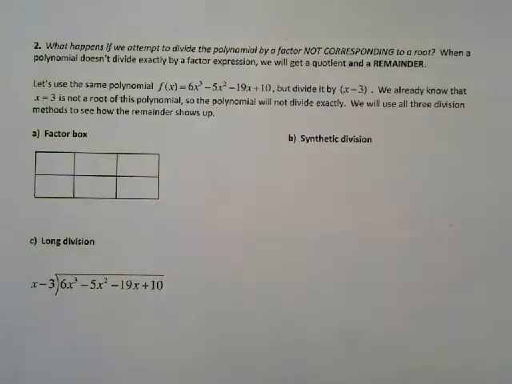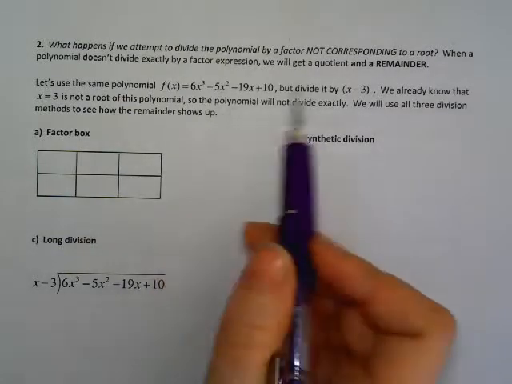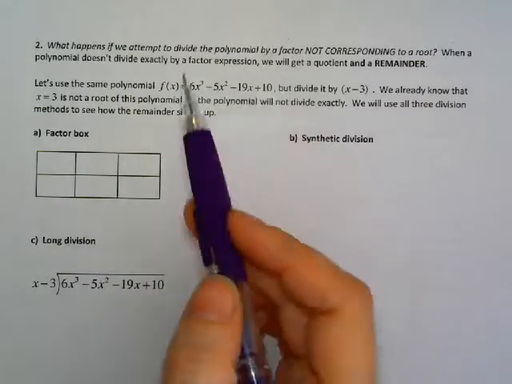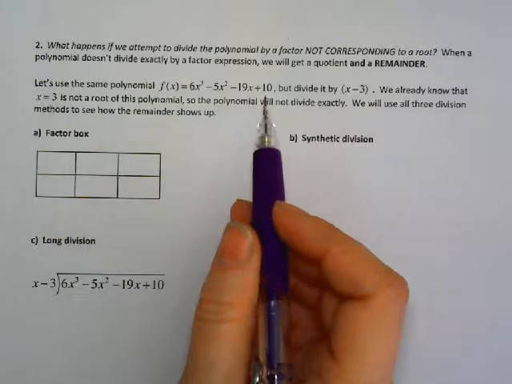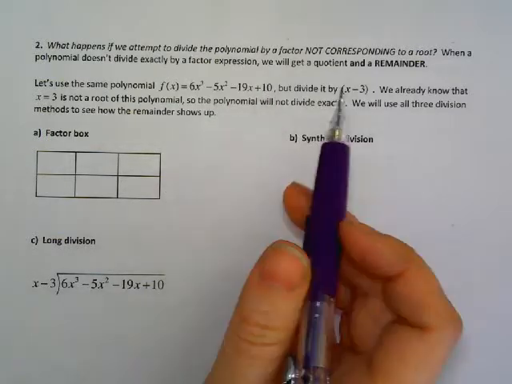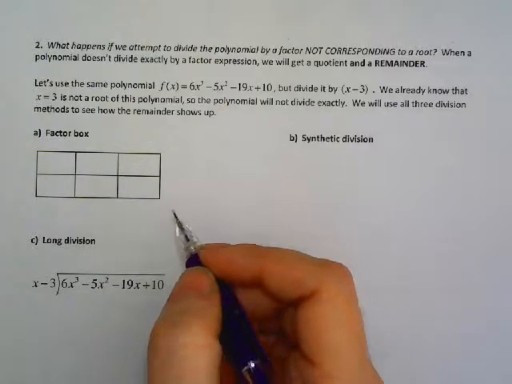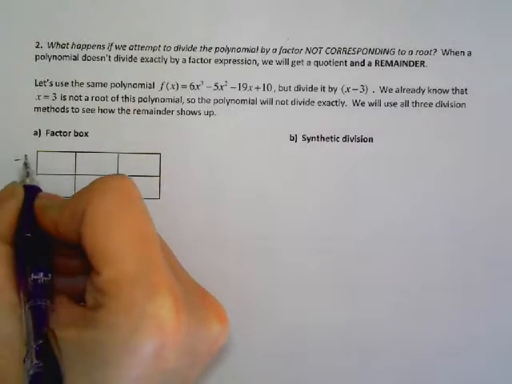All right, so to the actual remainder theorem. When we try to divide by something that does not have a corresponding root, we're going to get a remainder. So we're going to use the same polynomial, 6x cubed minus 5x squared minus 19x plus 10, but we're going to divide it by x minus 3, which we didn't pass through when we looked at our graph, so we're going to see what happens here.